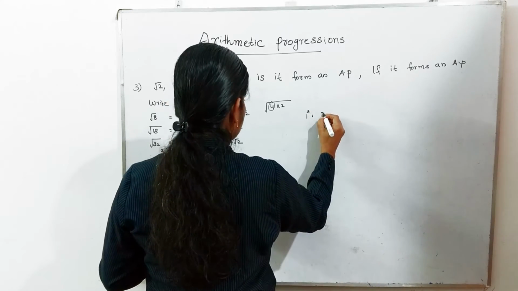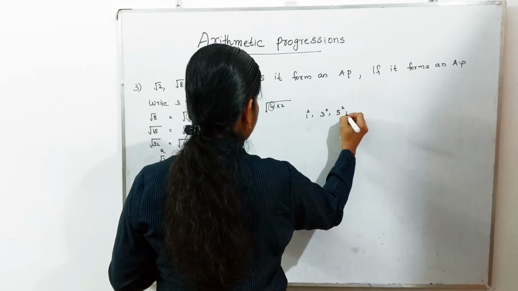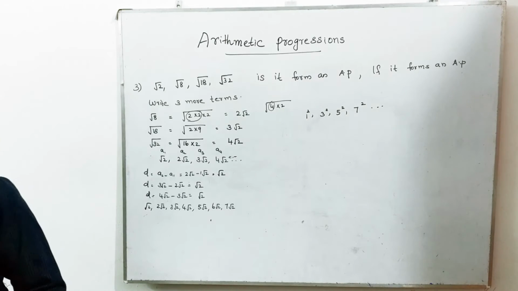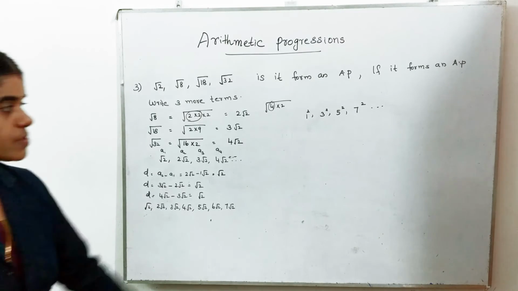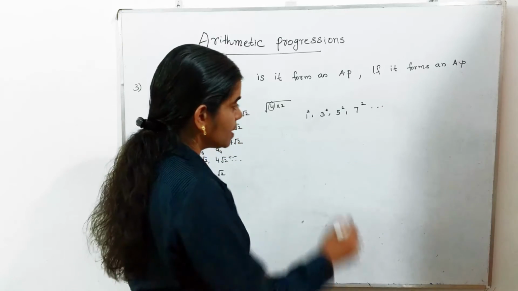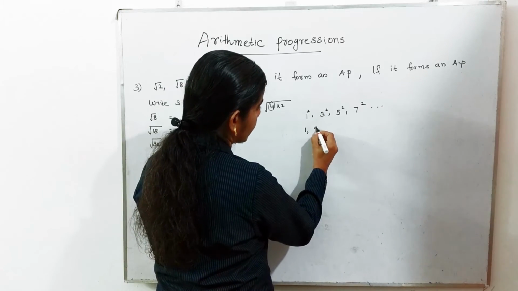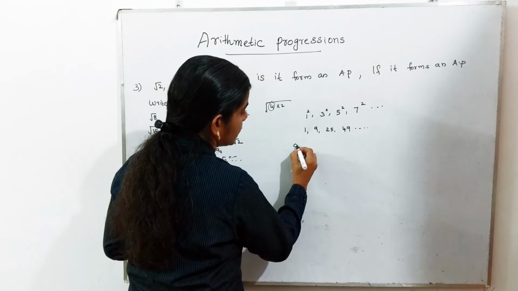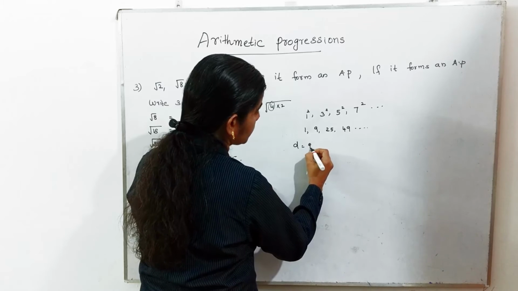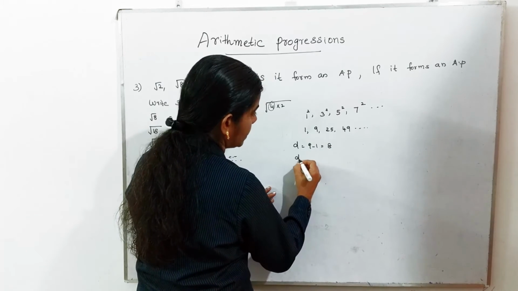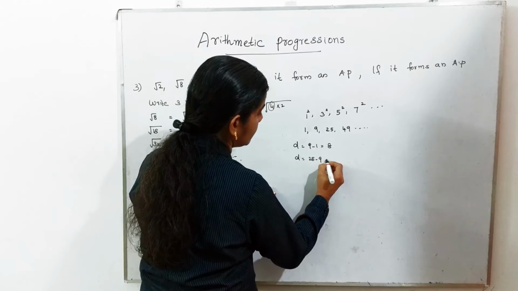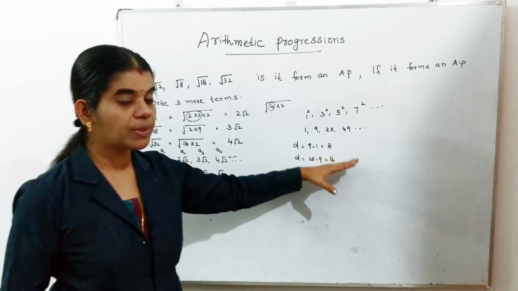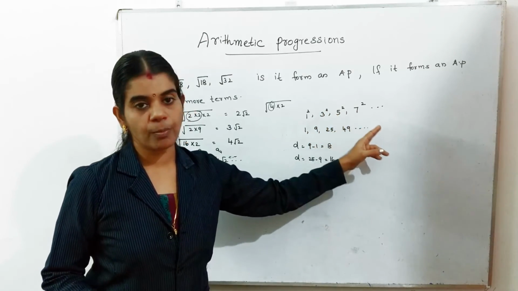The list of numbers is 1 square, 3 square, 5 square and 7 square. You want to check whether this number pattern forms an AP or not. 1 square means 1, then 9, 25, 49 it is going on. Then D is equal to 9 minus 1, you are getting 8. Again D is equal to 25 minus 9, you are getting 16. From the second term itself you understood that D is not common, therefore this is not forming an AP.